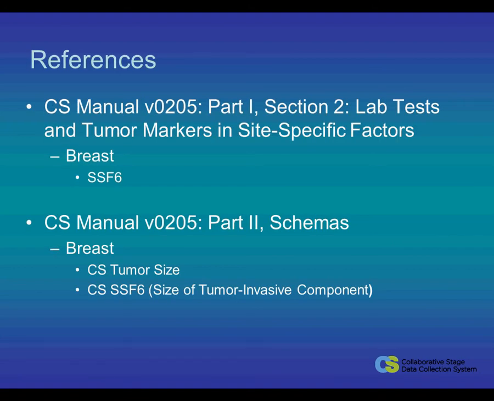For more information, you can check out the references, Part 1, Section 2 of the Collaborative Stage Manual version 0205 under Breast Site-Specific Factor 6. You can also find more information in the Part 2 schemas for breast, collaborative stage tumor size, and also in the CS site-specific factor 6.